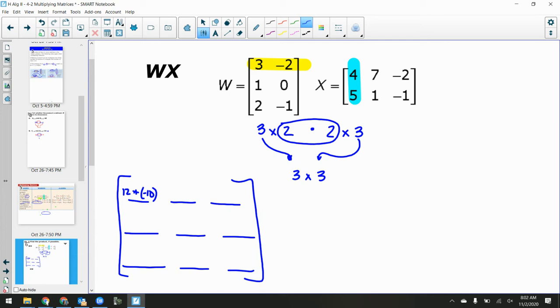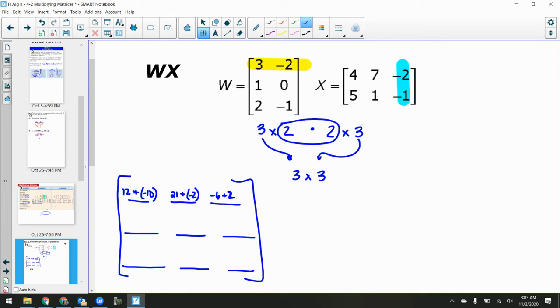Make sense? And you just keep on chugging. I like to go across because now I'm going to stay in the same row. This next one is row 1, column 2, so I don't have to move the highlight here. So I take 3 times 7, or 21, plus negative 2 times 1, negative 2. And then I keep it going. Row 1, column 3. I take 3 times negative 2, negative 6. I take negative 2 times negative 1, positive 2. Is everybody following me there?